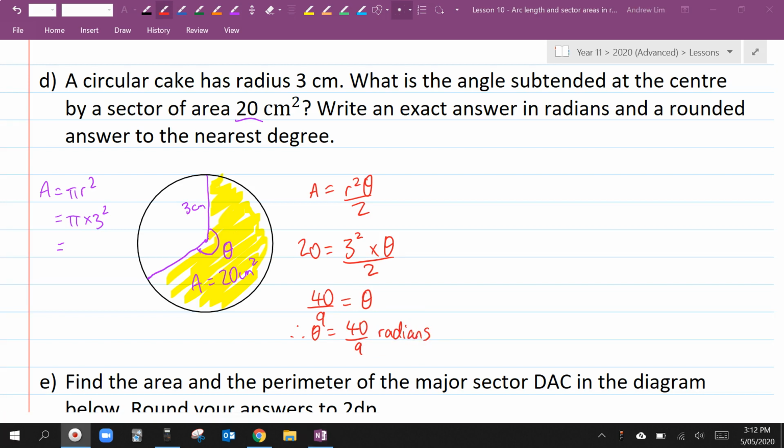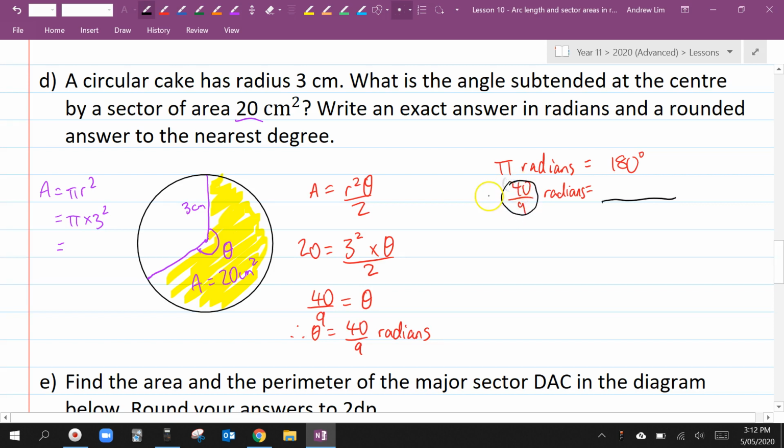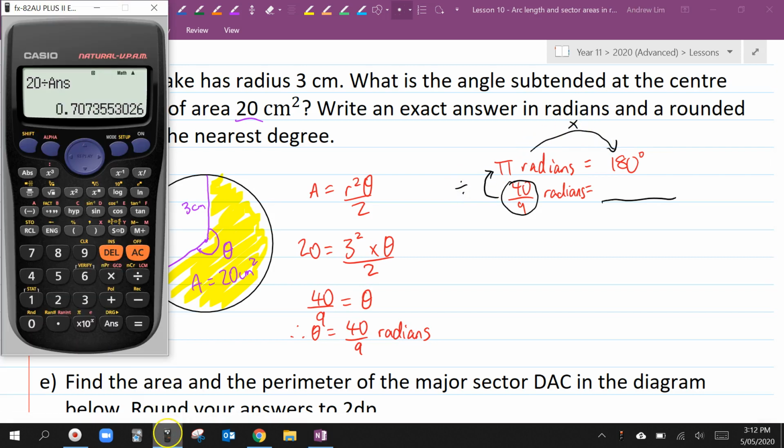Okay, if I want to convert radians into degrees, I know that pi radians is equal to 180 degrees. And so here I've got 40 on 9 radians. If you remember the trick that I taught you in a previous video, if we want to convert that into degrees, we take this bottom number, divide it by what's above it, and then times that answer by what's across it. So we'll take our 40 on 9, divide it by pi, and then times it by 180, which is 254.6 degrees. So to the nearest degree, 255 degrees.